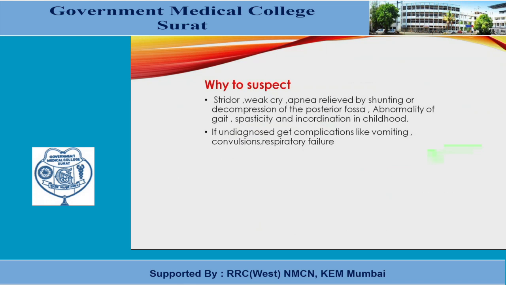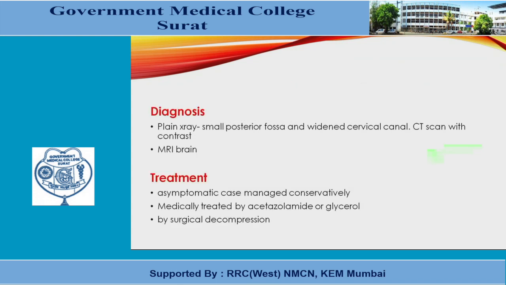I would suspect stridor, weak cry, apnea, which is relieved by shunting or decompression of the posterior fossa, and abnormality of the gait. They may present with spasticity and convulsion, increase in head circumference, incoordination in childhood and mental retardation. If undiagnosed, it can get complicated with vomiting, convulsion and respiratory failure. Diagnosis can be done by plain X-ray and MRI of the brain. Treatment: asymptomatic cases are managed conservatively, and we have to let the child grow and then treat. It is medically treated by acetazolamide or glycerol, or by surgical decompression with a ventriculoperitoneal shunt.